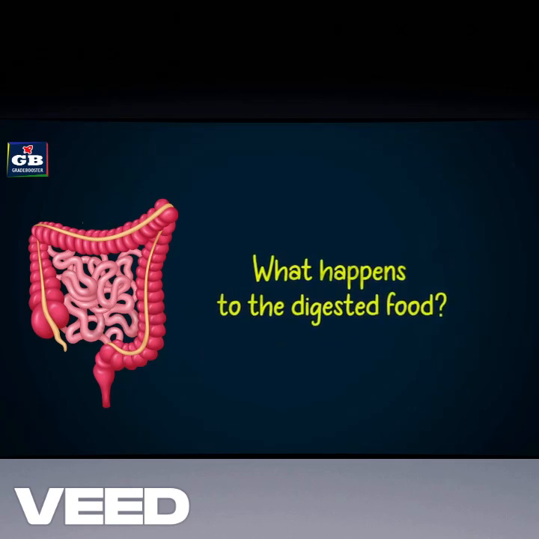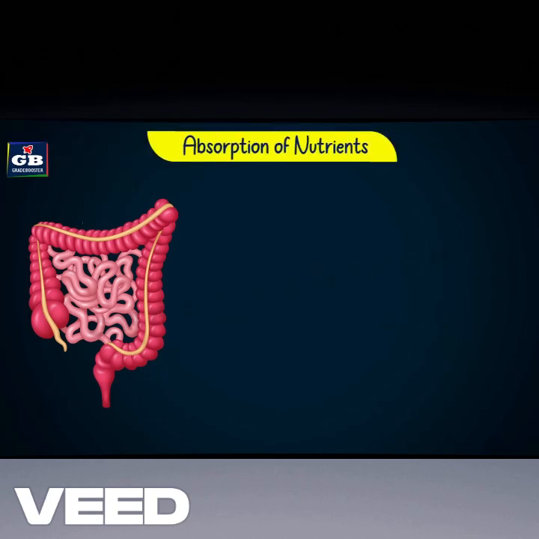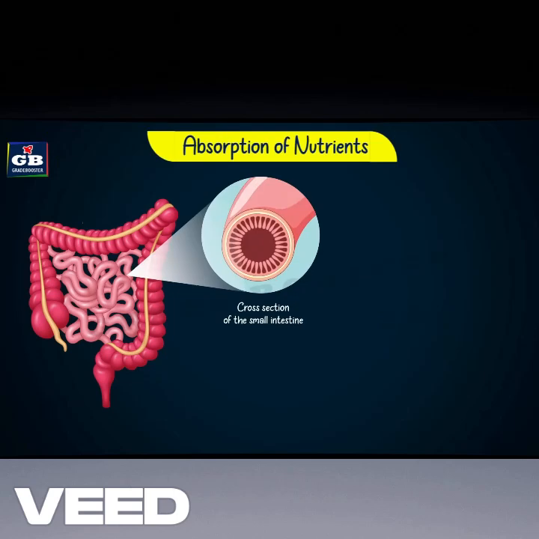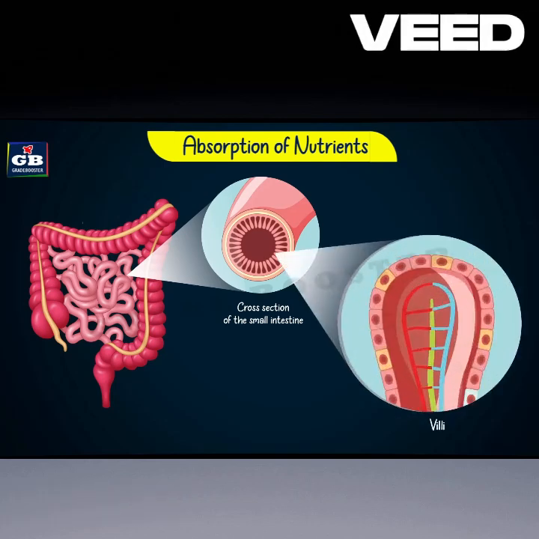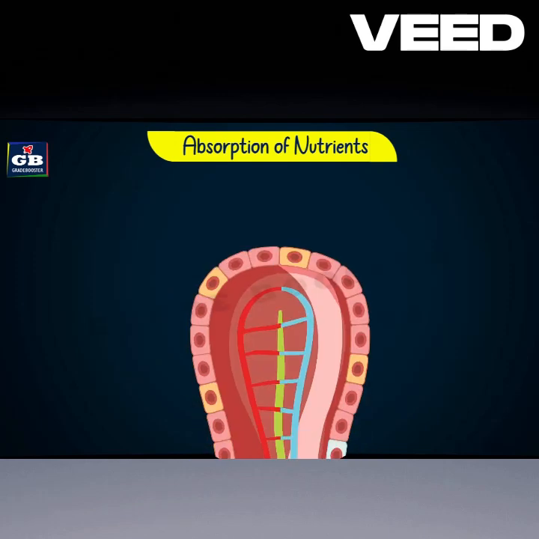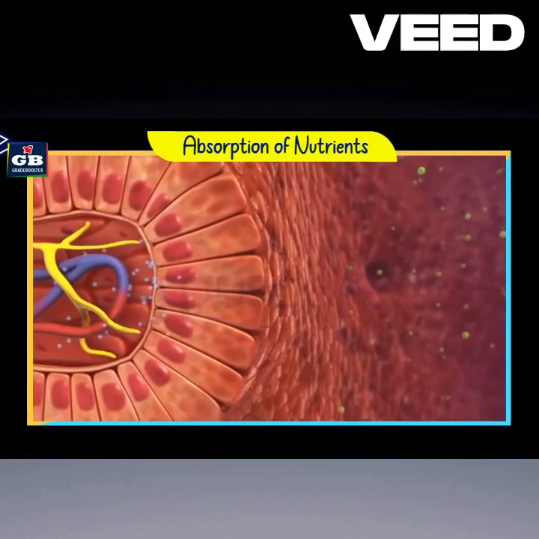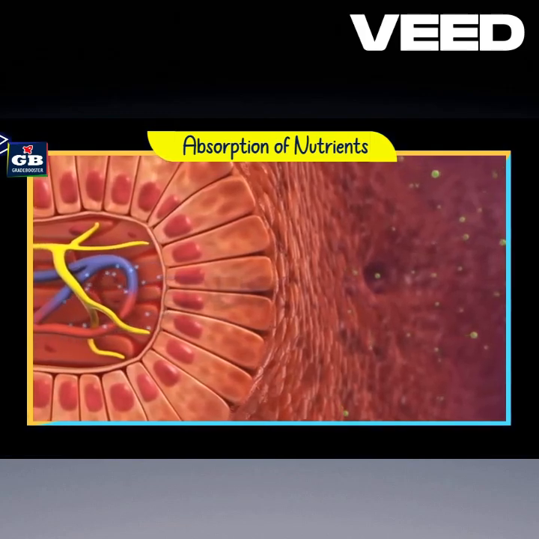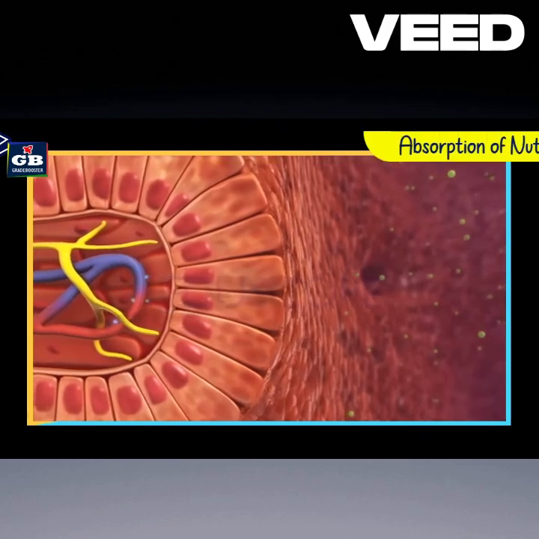What happens to the digested food? The nutrients from the digested food are absorbed into the walls of the small intestine. The inner lining of the small intestine has finger-like projections called villi. Each villus is richly supplied with blood vessels and lymph vessels. The digested nutrients are absorbed into the villi and get supplied to different parts of our body.